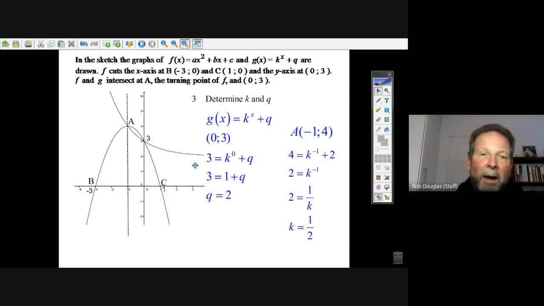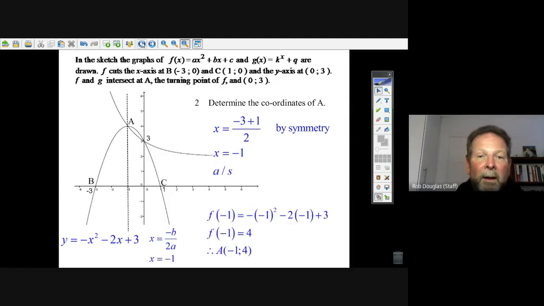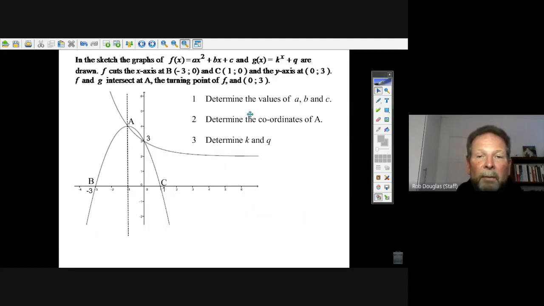k equals a half. Well, there's an exam question all done out. 1, 2, 3. Not so super easy because it involved a little bit of algebra and a little bit of tricky stuff, but hopefully that helped with these 3 questions.